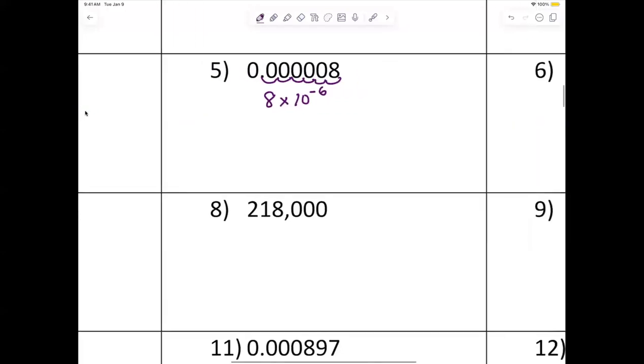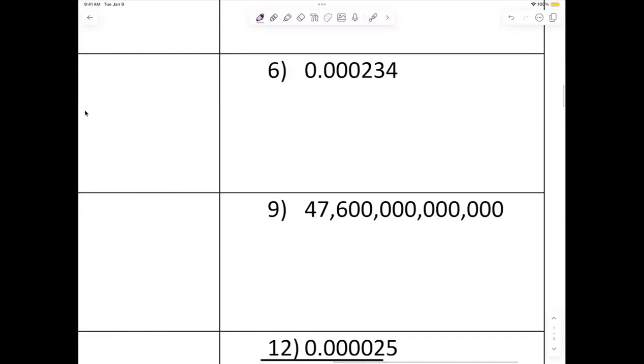Now let's look at number 6. 0.000234. Everybody write what that answer is. Kellen, what did you get? I got 2.34. Exactly. You have to write out the numbers if they're not zeros. And then how many places did you move it?